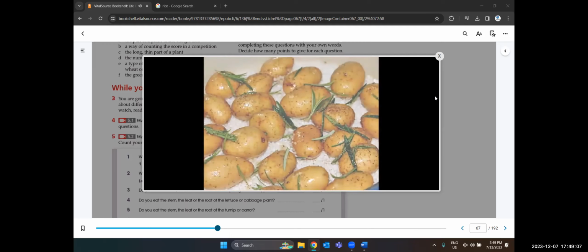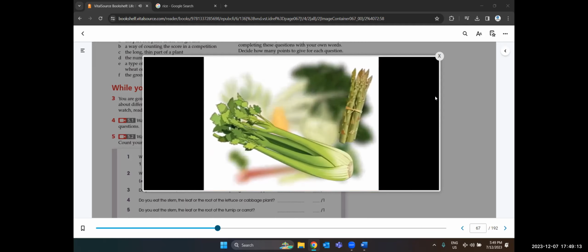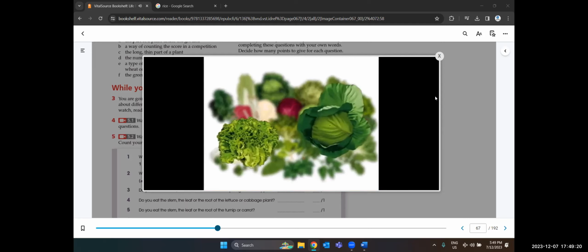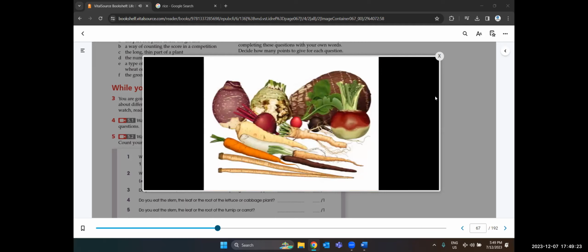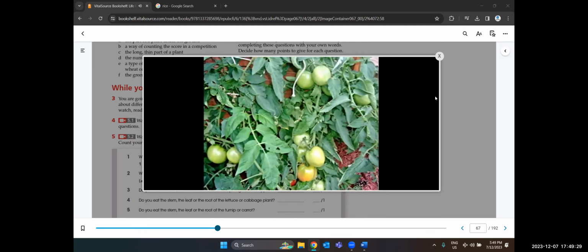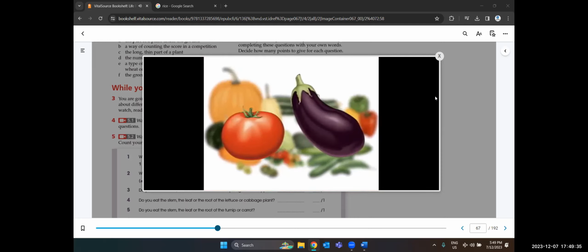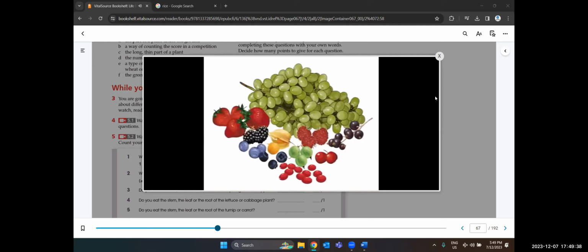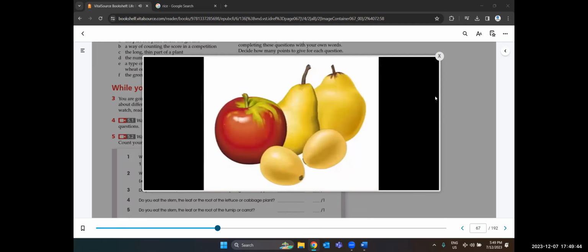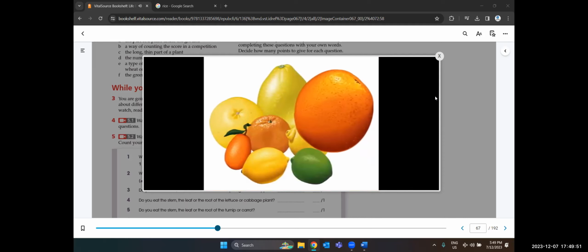For questions 3, 4 and 5, do you eat the stem, the leaf or the root of asparagus or celery? Lettuce or cabbage? Turnip or carrot? Question 6. For 2 points, what are these 2 examples of fruit? And the 7th question is about other types of fruit like strawberries and grapes, pineapple and bananas, and pears and apples. And what are these 2 fruits? Write them down.